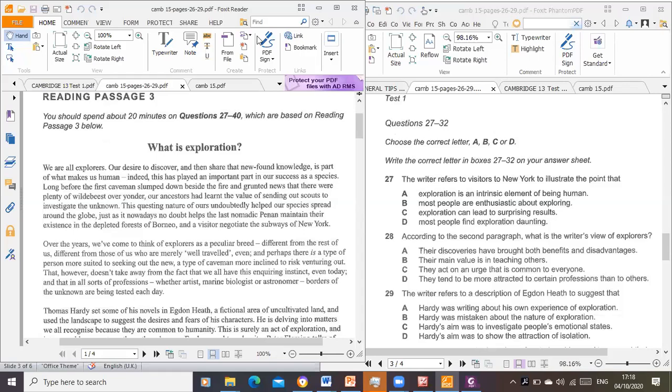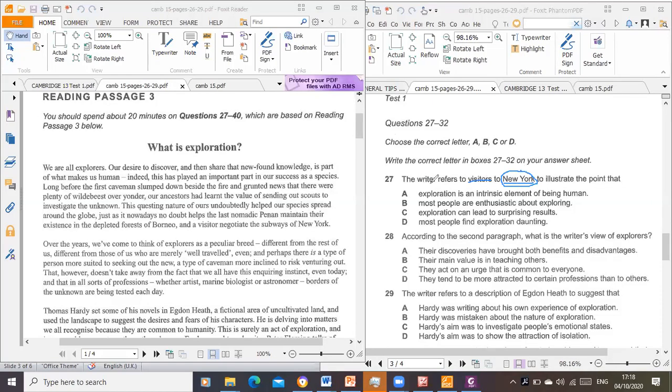So 27 says, the writer refers to visitors to New York to illustrate the point that. So I'm going to annotate. The main thing here, I suppose, is New York. So you agree with me that even if visitors can change to traveler, New York will always remain the same. When you are skimming through the questions, you pay attention to words like this: the name of people, animal, place, or thing, as well as dates. That information cannot change. They can't give New York another meaning, you know, it can be paraphrased.